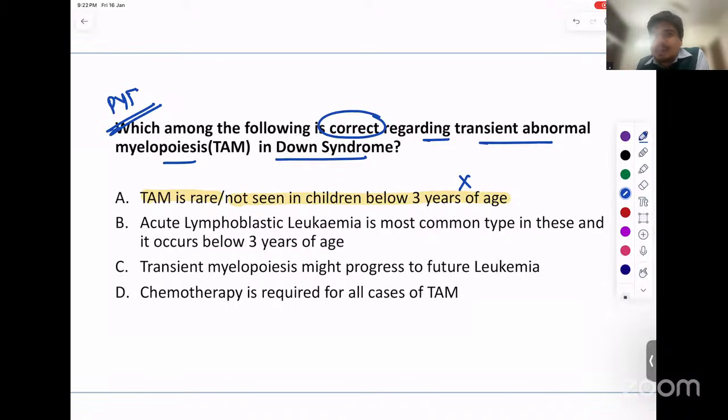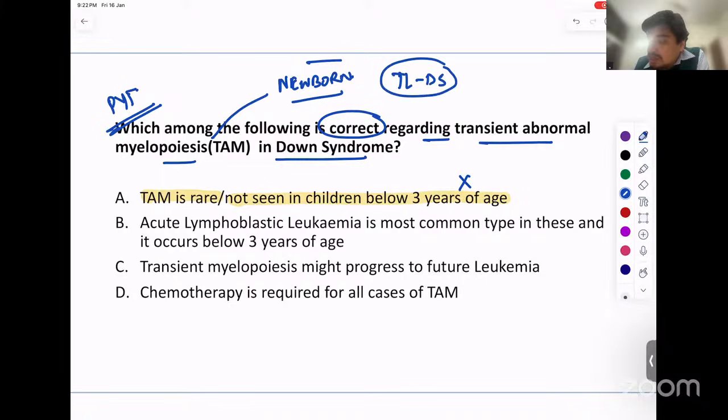TAM is decently common, right? It's not that it's not common. And more importantly, when is TAM seen? TAM is seen in a newborn. Transient abnormal myelopoiesis is a wrong terminology nowadays. Nowadays it's called transient leukemia of Down syndrome, right? And it's seen in the newborn period.